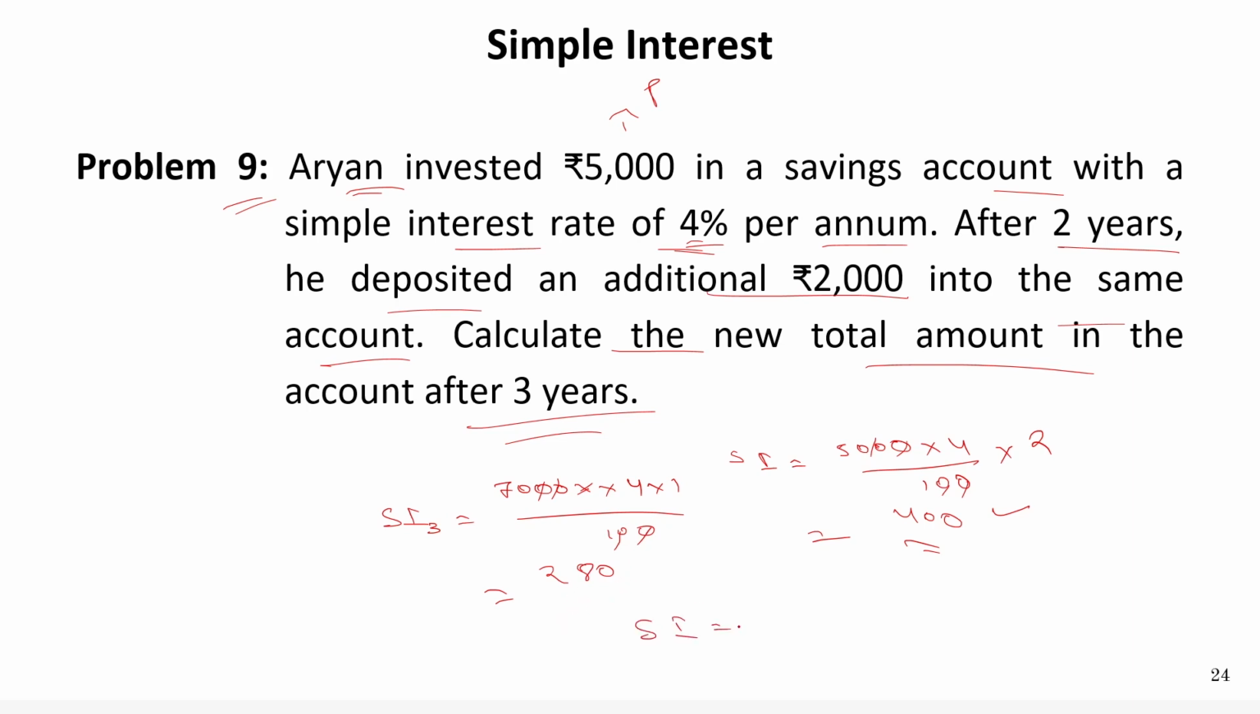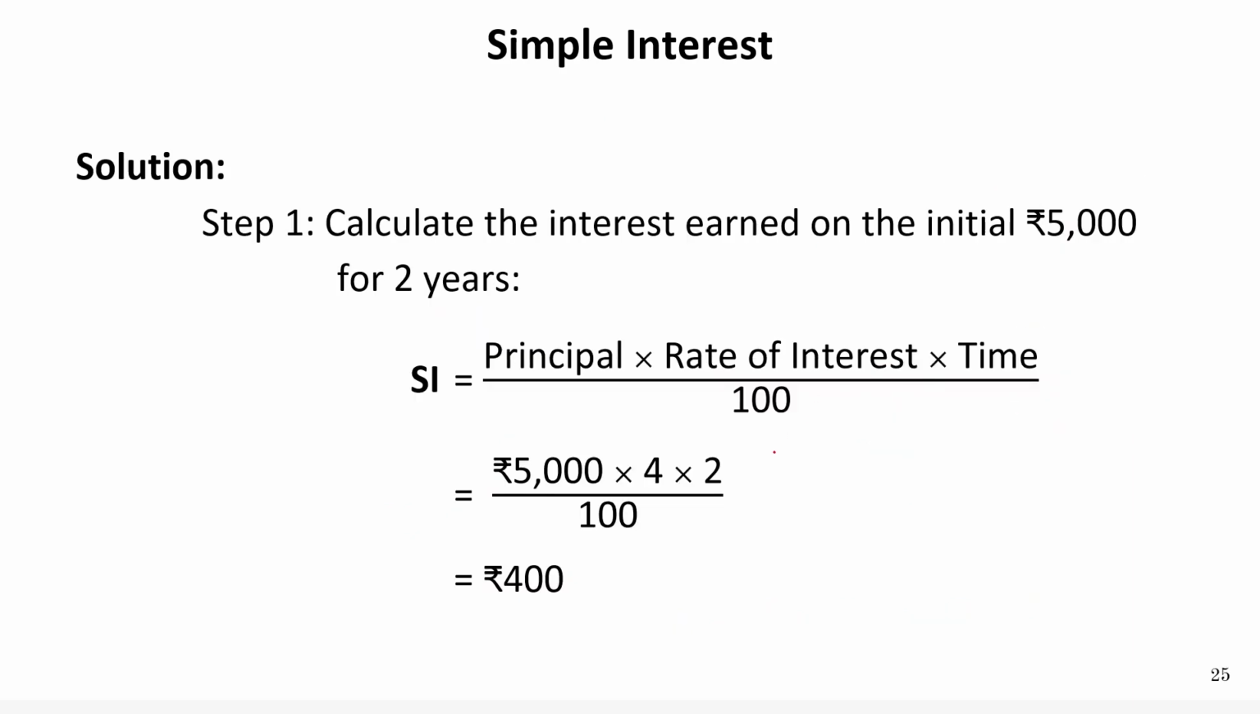So SI is equal to SI2 plus SI3, which is equal to 400 plus 280, equal to 680. So the total amount of interest earned is this much, and the total amount is equal to 7000 plus 680, which is equal to 7680. So this will be the final amount.